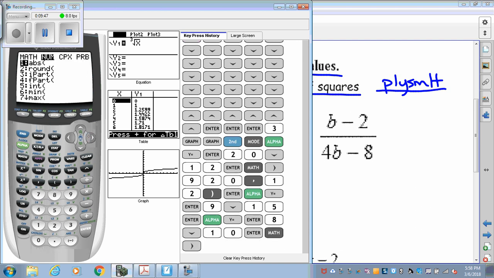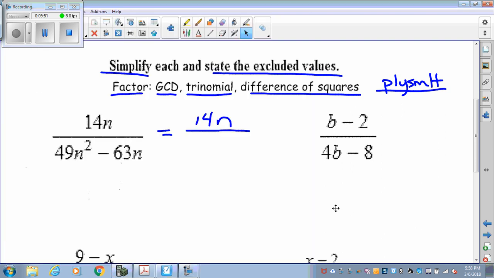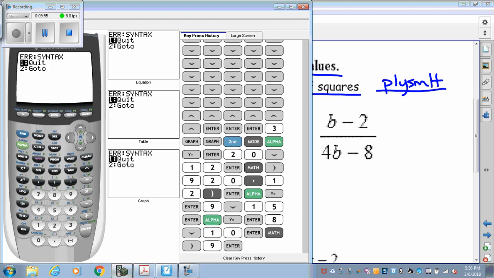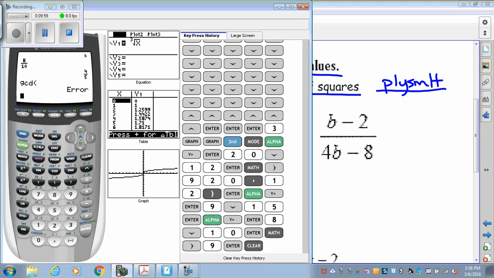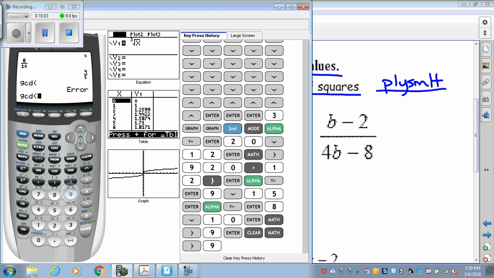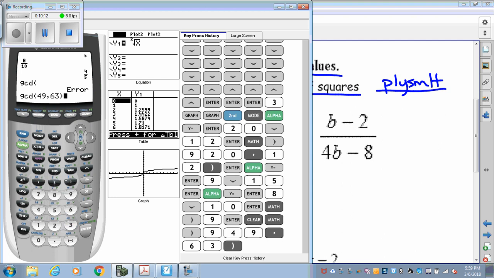Oh goodness, what did I forget? 49 and 63. All right, try this again. So let's see. Math. Now I've got to put in, oh, I forgot to put in my numbers. So 49, comma, 63, parentheses. All right, we're looking for the greatest common factor.